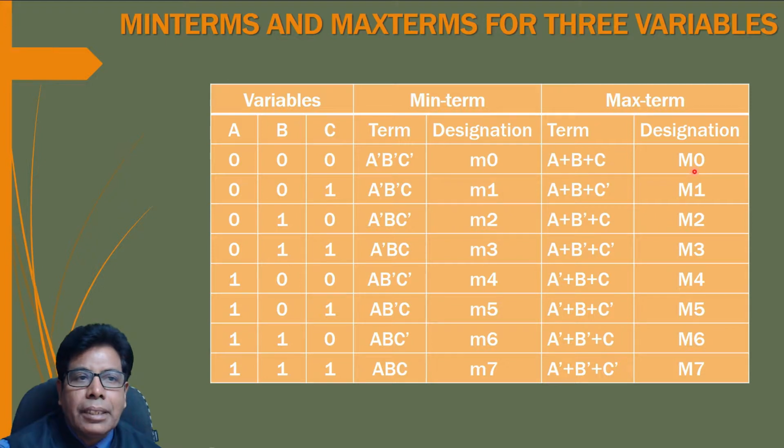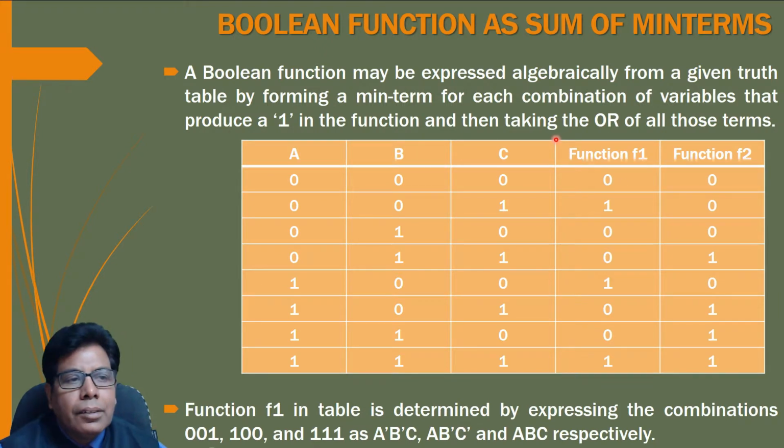So in this way we form the minterms and the maxterms for three variables, and in the same way we can do it for two variables or four variables. N variables we can do. For four variables, we have to add one more variable D here, and then start from 0, 0, 0, 0, and then D will become 1, like that. So in this way, we can form the minterms and the maxterms. Then a Boolean function may be expressed algebraically from a given truth table by forming a minterm for each combination of variables that produces 1 in the function, and then taking the OR of all those terms.